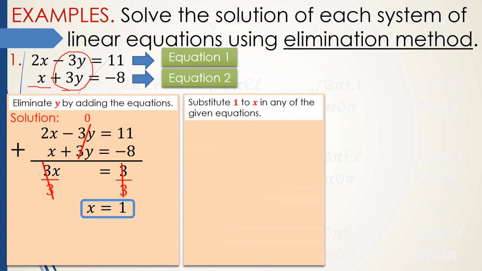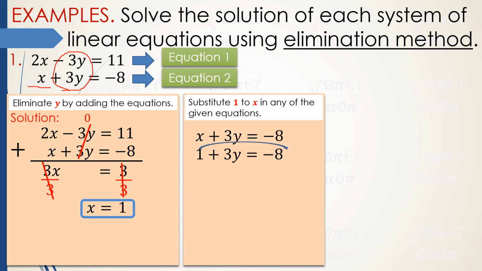Okay. Next one, ito kagaya na lang to dun sa substitution method, yung later part ng substitution method. Okay, so ganun din po ito. Substitute 1 to any of the given equations. Ang kagandahan lang sa elimination method, dito sa part na to, kahit saang equation mag-substitute po pwede. Okay, so we have x plus 3y equals negative 8. Papalitan daw natin ng 1 yung x. So, ang pinili nating equation ay yung equation 2, yung x plus 3y equals negative 8. So, yung x dun ay pinalitan na ng 1.